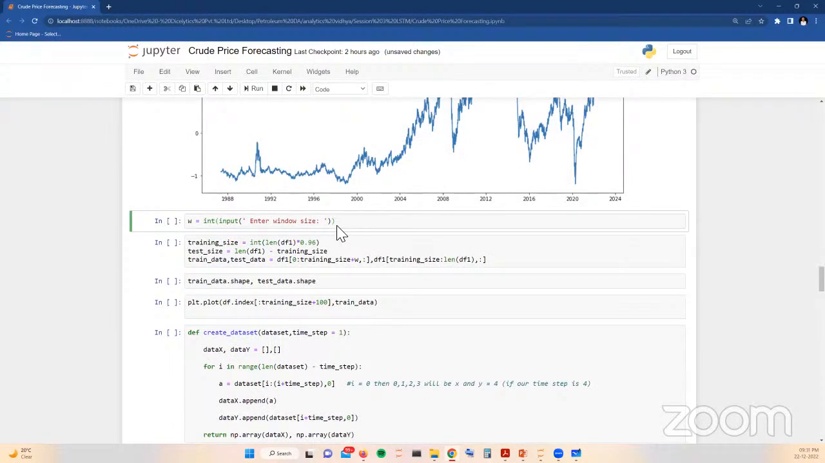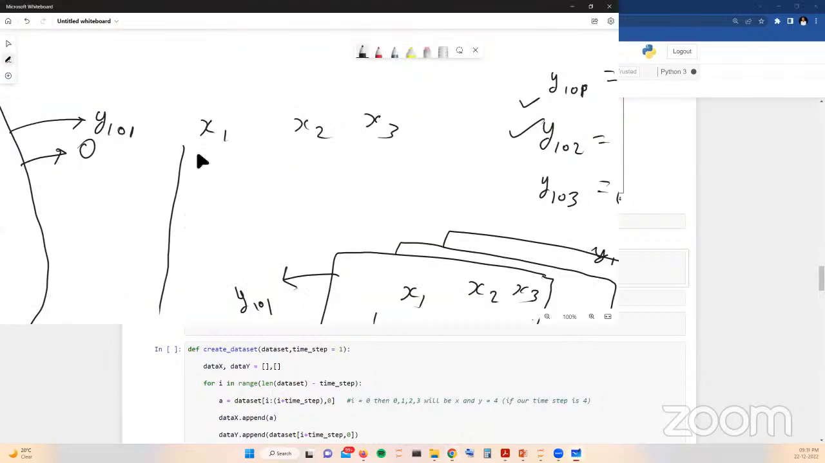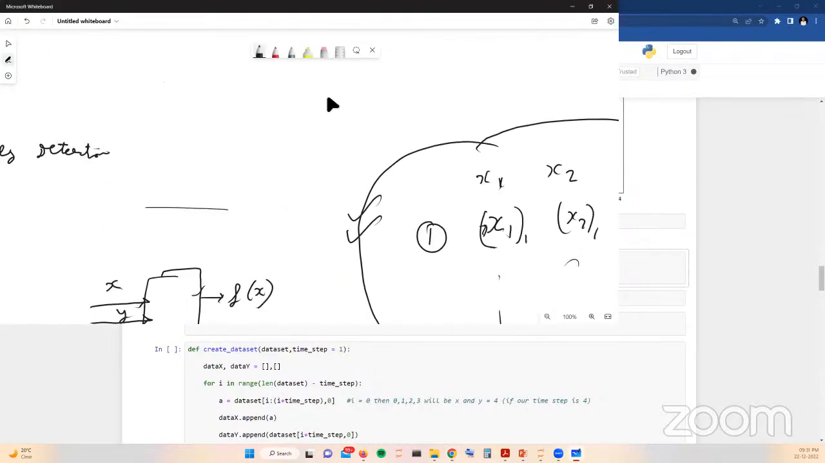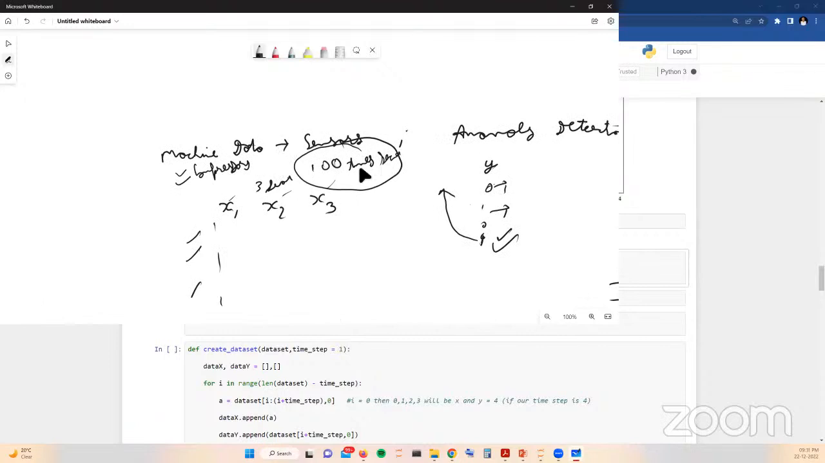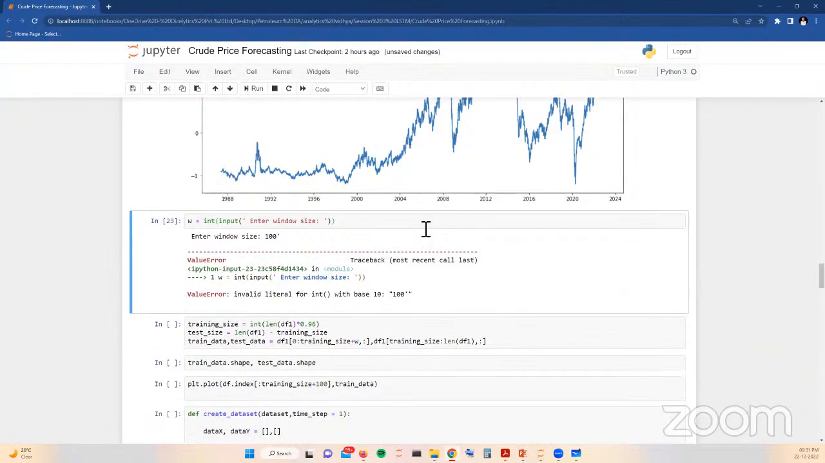Now I am taking the window size that I discussed here, this particular time step size. For my machine data, it was 100 time steps, given by your domain expert. That particular thing I'm giving as input here. So here again, I'm giving, let's say, 100 days of data. I'm just mentioning that my 101st day of crude price is dependent on the last 100 days of crude price.